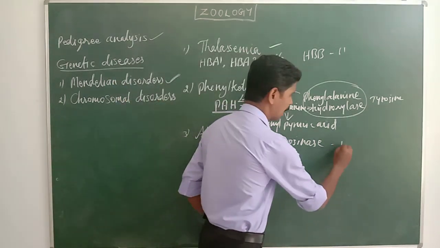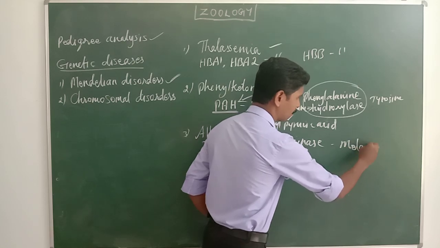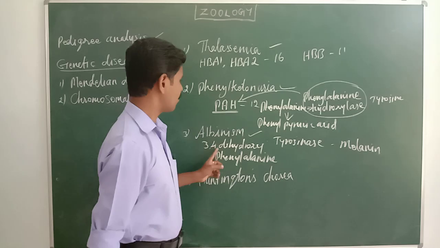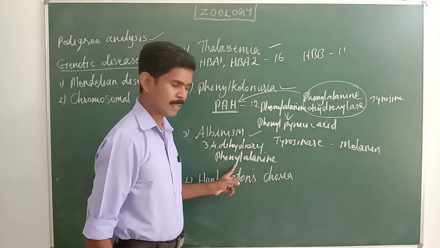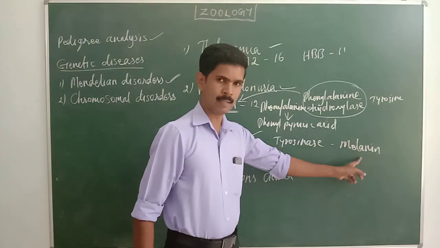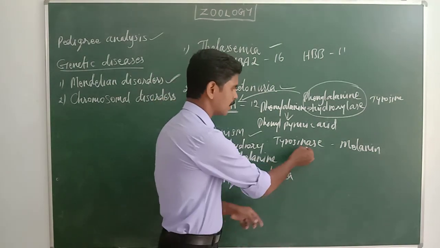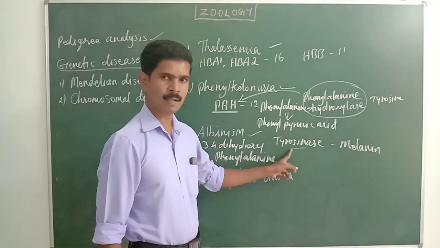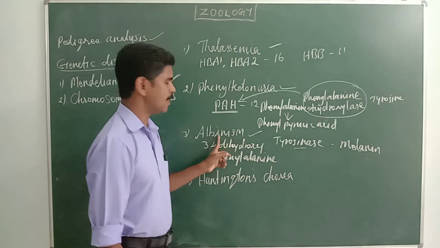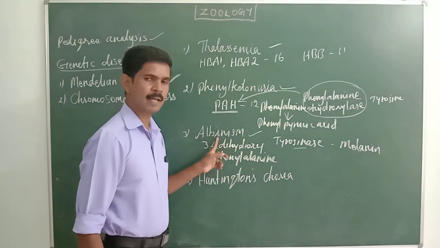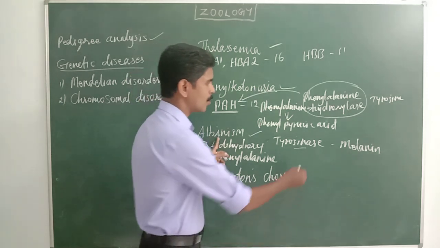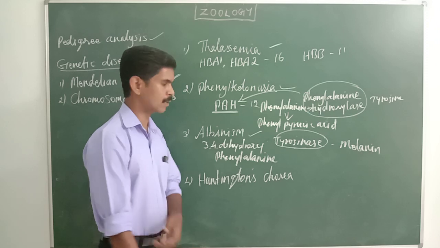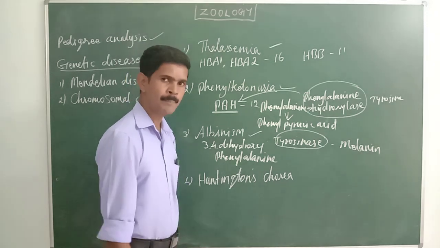3,4-dihydroxyphenylalanine into melanin. Okay, so listen very carefully. So this 3,4-dihydroxyphenylalanine is converted into melanin with the help of the enzyme called tyrosinase. Understand of you? So here in albinism, the person who is affected with this albinism disorder, the tyrosinase enzyme production is completely stopped. Okay, the tyrosinase enzyme production is completely stopped.